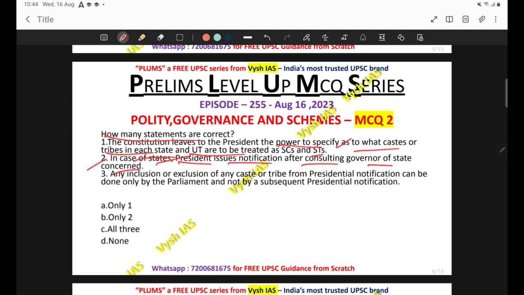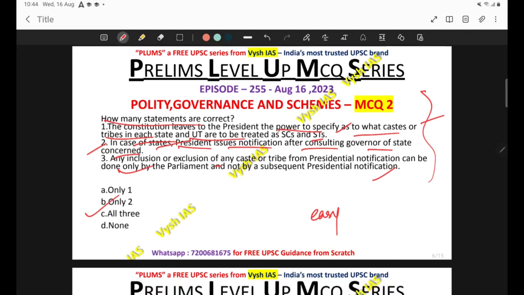Correct statement. Any inclusion or exclusion of any caste or tribe from the presidential notification can be done only by the Parliament and not by a subsequent presidential notification. All the statements are standard fact statements, very easy statements from Lakshmikant. So here all 3 are correct, C.